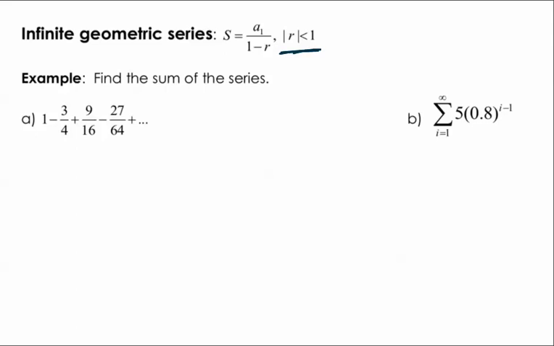You'll do a little bit more with this in pre-cal, so this is just kind of an introduction. All we need is that first term and our ratio. Notice that it's just an s. There's no s sub n because there's not a finite number of terms. So find the sum of the series.